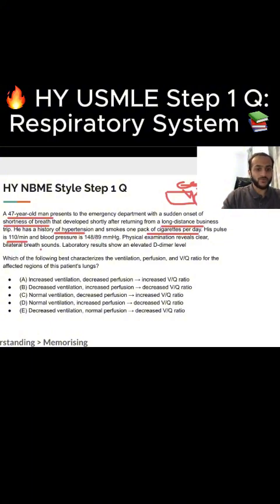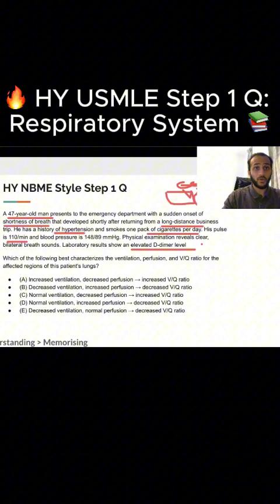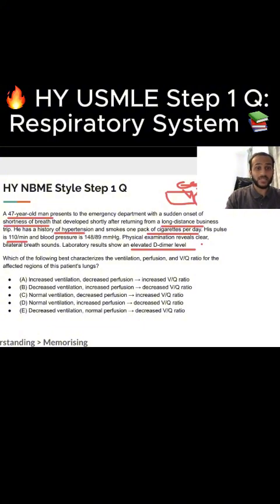Physical exam reveals clear bilateral breath sounds. Laboratory results show an elevated D dimer. Okay, so an elevated D dimer is essentially, we are thinking about embolism, pulmonary embolism over here. Now, because of pulmonary embolism, we're going to be getting breakdown of this clot. This breakdown of this clot will be leading to fibrin degradation products, which is known as D dimers. So we are immediately thinking about some embolism, some clot, such as pulmonary embolism.